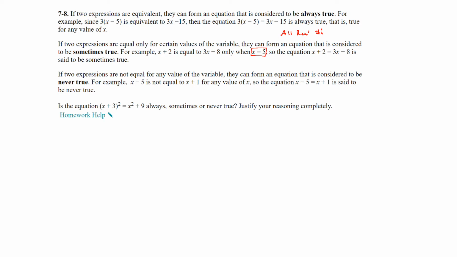And then the last one, we would get something when we solved where the variable canceled and we were left with an untrue statement, so we would say that there are no solutions. On the top, the variables also cancel, but you're left with a true statement, so that's the difference between the first and the last. Now the question is: is the equation always, sometimes, or never true, and justify your reason completely?